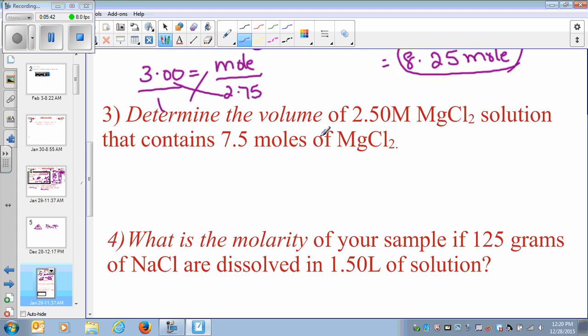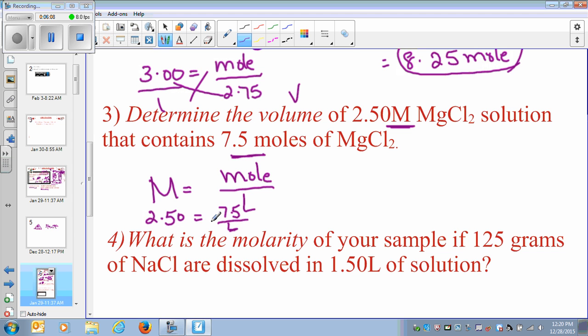Determine the volume. Okay, you're calculating the volume. This capital M tells you you have the molarity, and here are the moles. So molarity equals moles over liters. By this time you would have memorized the formula of molarity, moles over liters. So I have molarity 2.50. I have 7.5 moles.